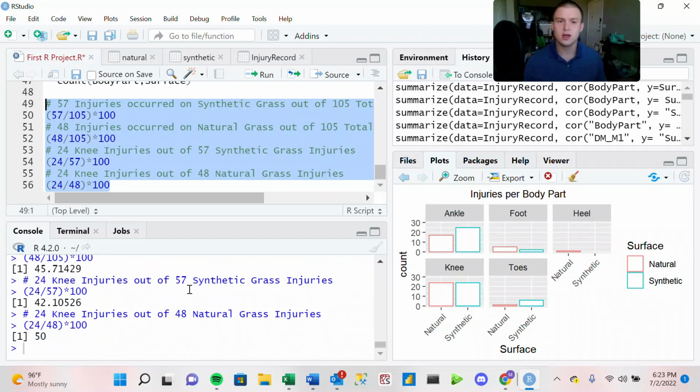Moving on, we see that we have 24 knee injuries out of the 57 synthetic injuries, which gives us about 42%. So 42% of injuries on synthetic turf were from knee injuries. Past that, we look at knee injuries on natural grass. 24 out of 48 is exactly 50%.